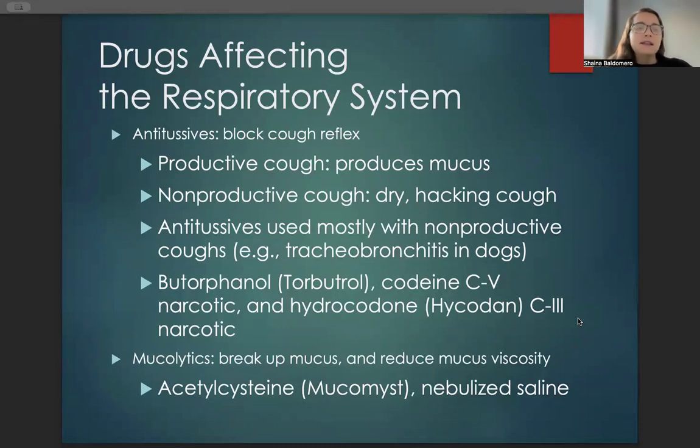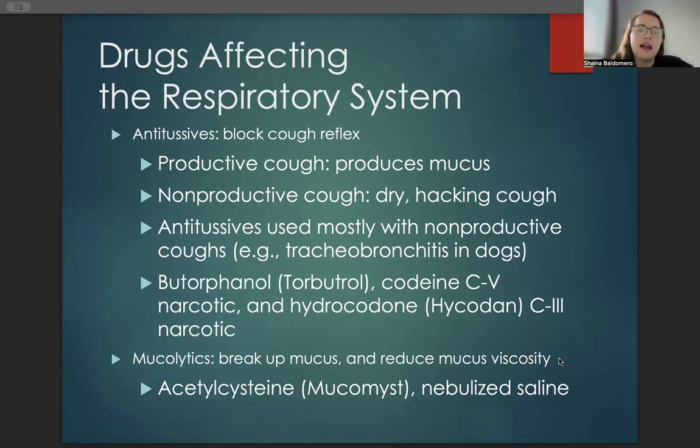All right. Now, continuing with antitussives, we also have mucolytics, which help break up mucus. Mucolytics help reduce mucus viscosity. So remember, productive cough produces mucus. This is what I would want to use for that. I want to break up that mucus and reduce its viscosity. Instead of having it be this thick mucus that can't get expelled, it breaks it down, makes it not so thick, and they're able to actually cough it out and get it out of their system. That's what we want.